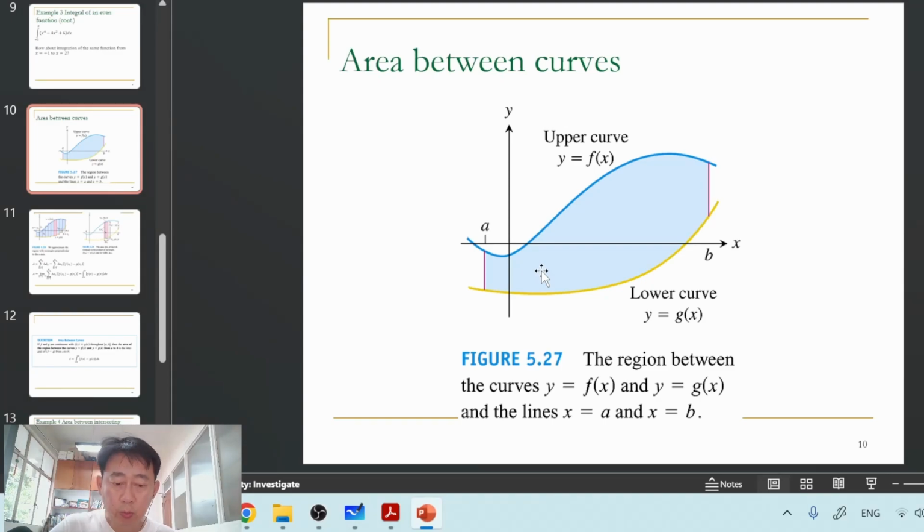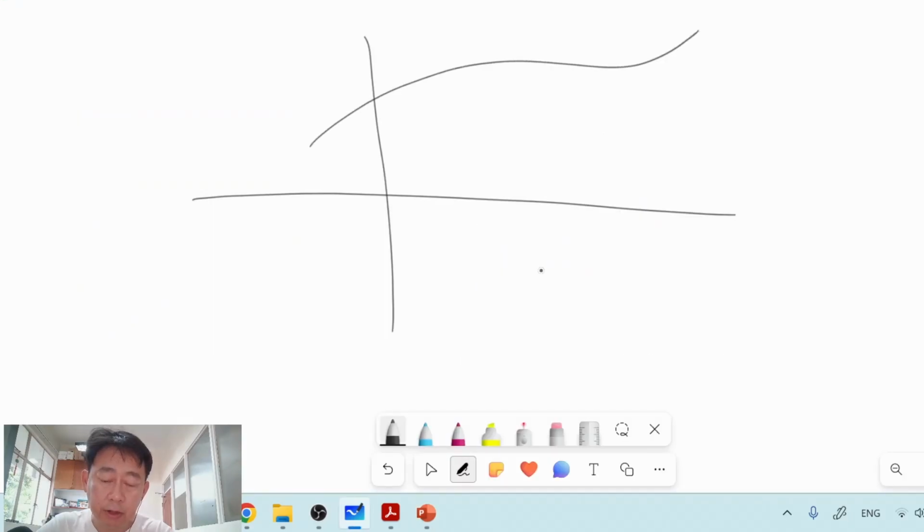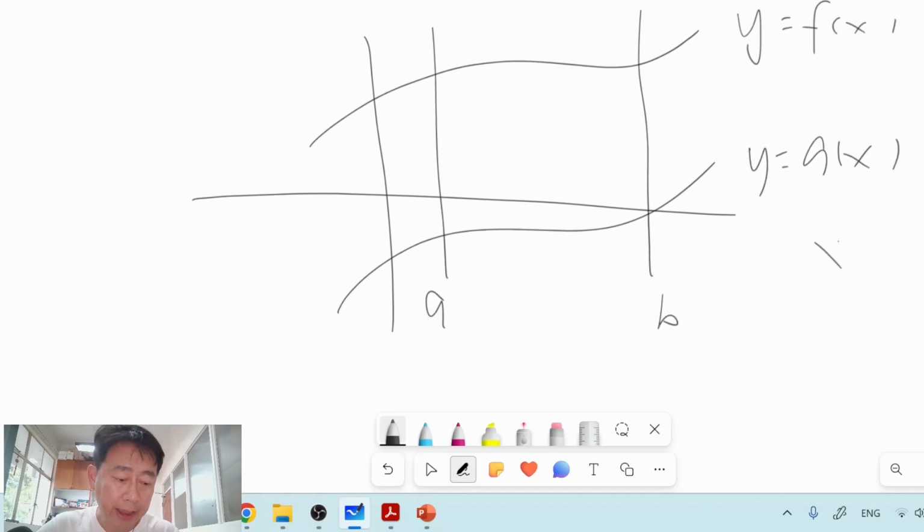In this video, we are going to discuss how to calculate the area enclosed by two curves for x bounded between a lower limit a and b. To begin our discussion, let us consider two curves f and g. For x enclosed between a and b, we assume that the function f is always larger than the values of the function g.